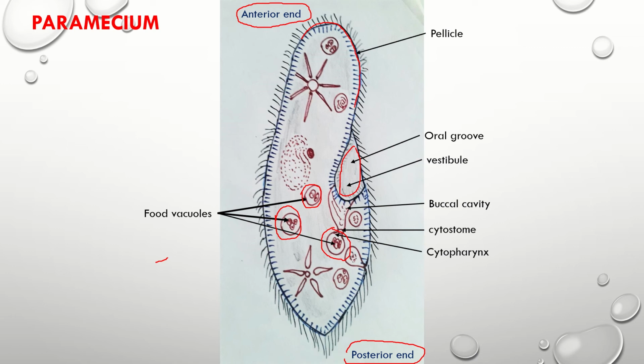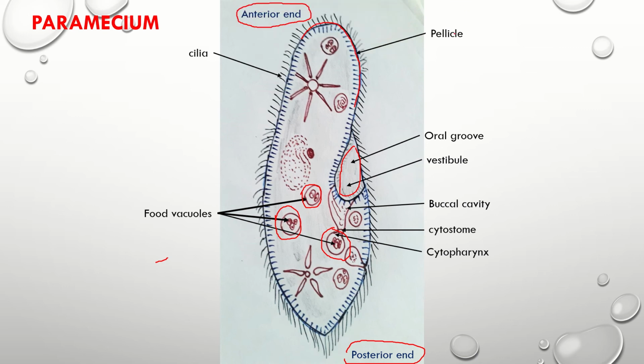The entire surface of the body is covered by numerous small hair-like fine projections called cilia. The cilia are about 10 to 12 micron in length and 0.27 micron in diameter. There are 10,000 to 14,000 cilia covering the whole body surface of this paramecium, and their length is uniform throughout.